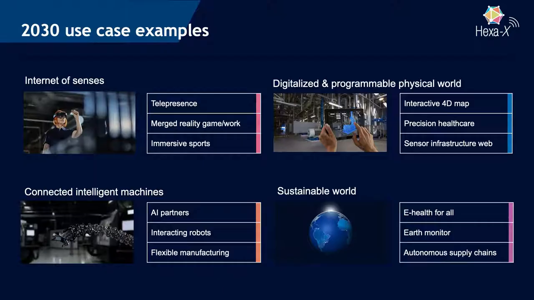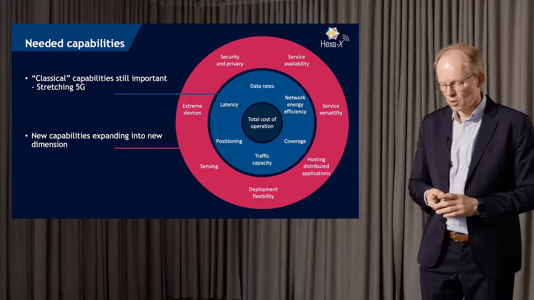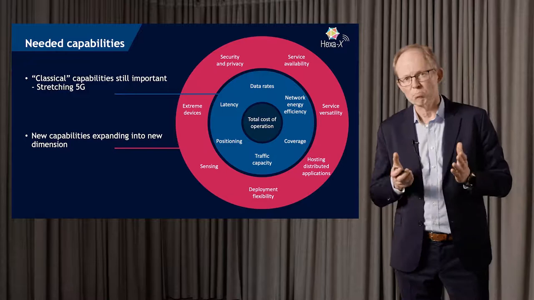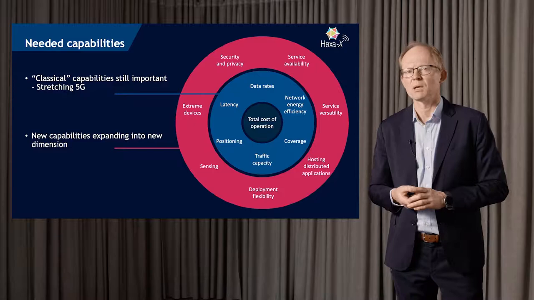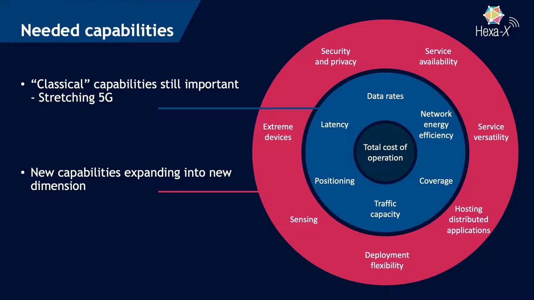And of course, you can think about really providing a lot of good services for all citizens. It could be e-health. You can have the monitoring of the earth with all the sensors. And there is a lot of gains to be seen in the supply chains. So if we want to build this, you can realize that there are a lot of needed capabilities of the future 6G network platforms.